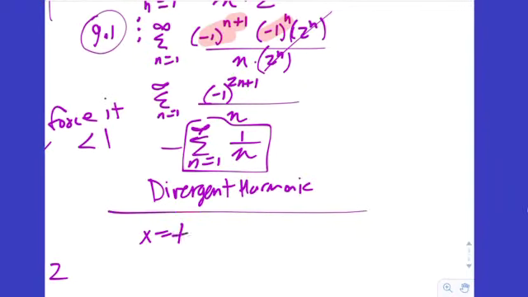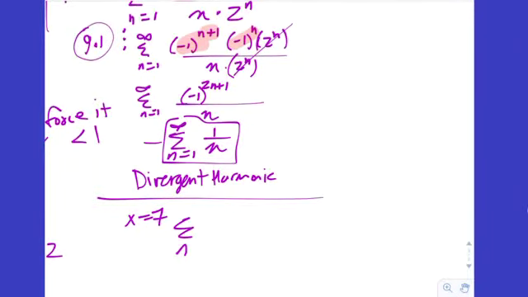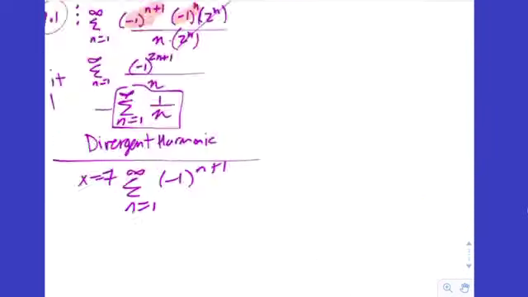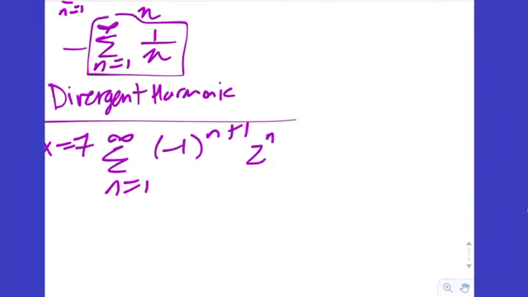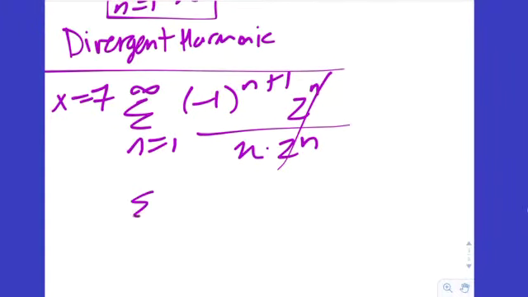We get 7, and for that we get the sum from 1 to infinity of -1 to the n plus 1. But now when we plug in a 7 for x, 7 minus 5 is just 2 to the n, all over n times 2 to the n. And now your 2 to the n's divide out totally on their own without any manipulation.